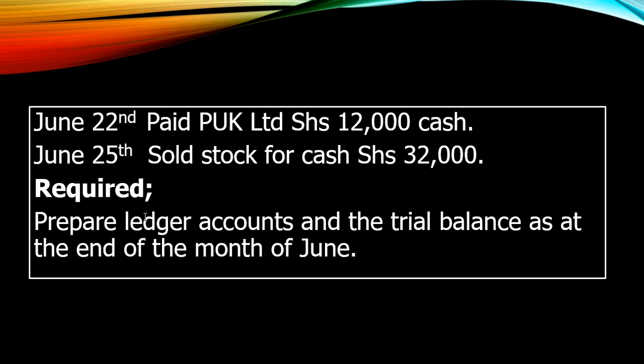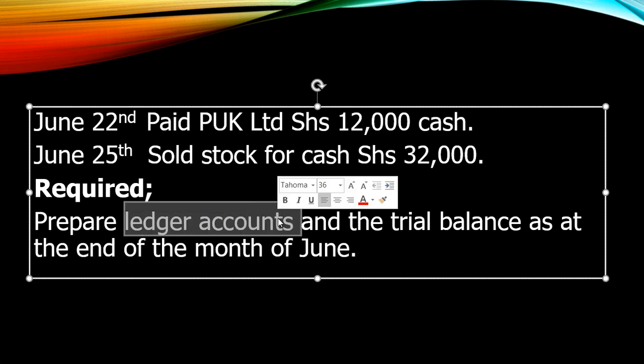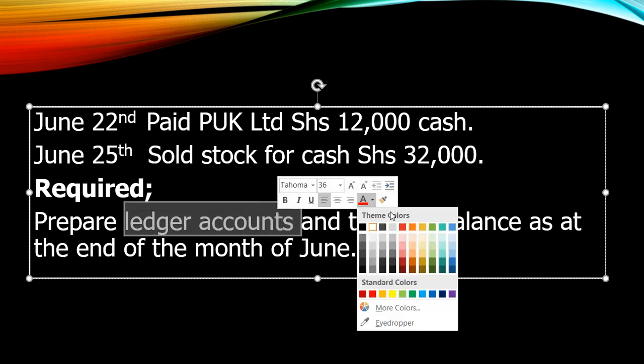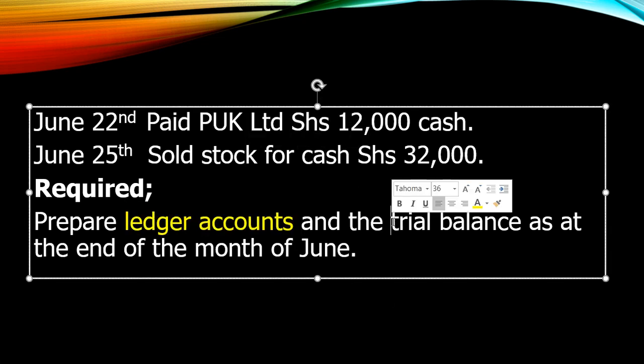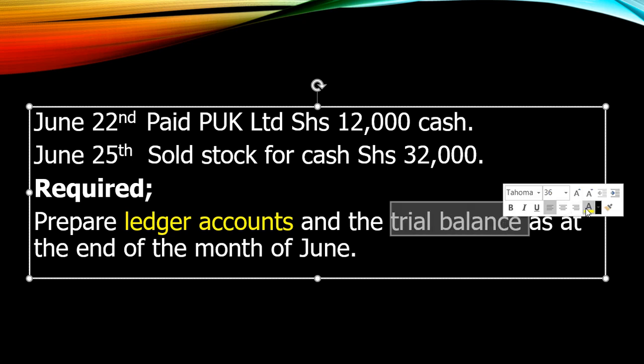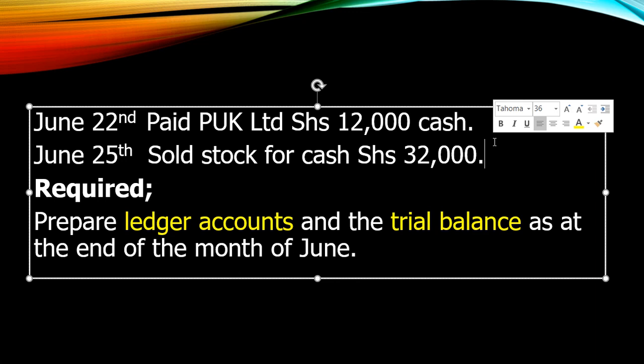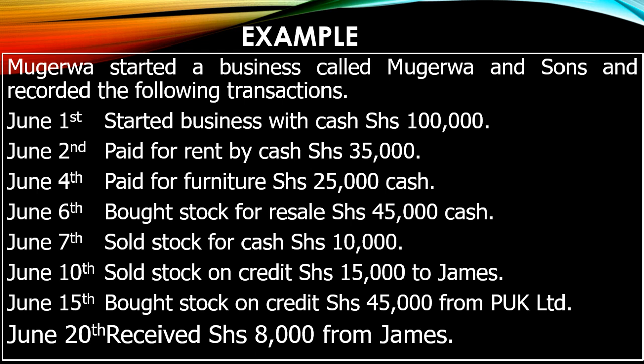So we want to look at the ledger accounts. Let me paint it another color such that they can get it right. We want to work out the ledger accounts, but also prepare the trial balance from the ledger accounts. So now we can go back and start. They started business with cash 100,000. So here, the accounts that we are going to create are two. One is the capital account, and another one is the cash account.